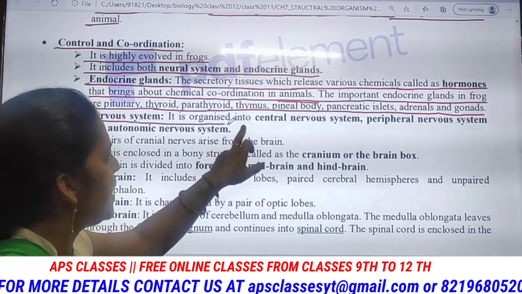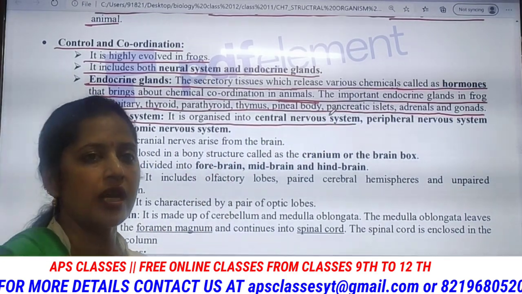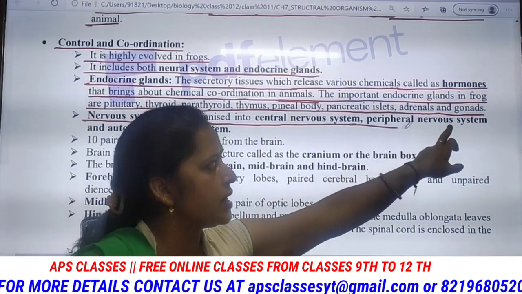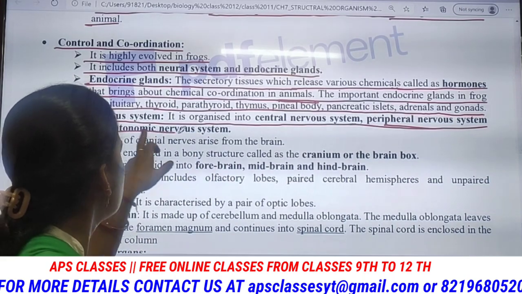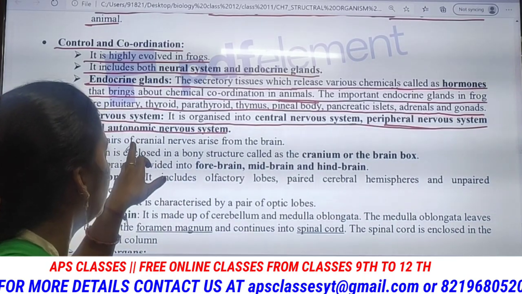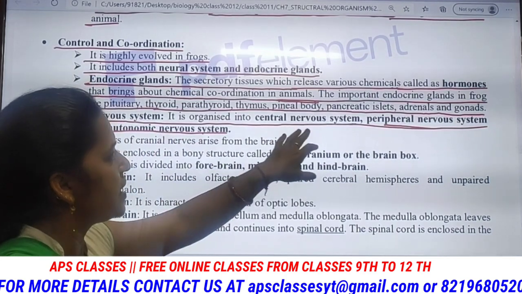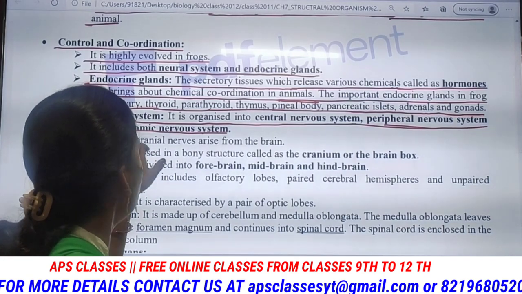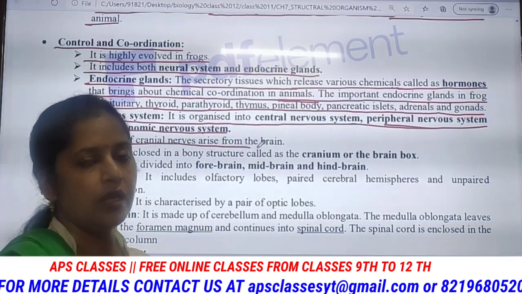It is organized into the central nervous system, peripheral nervous system and autonomic nervous system. So the nervous system of the frog is categorized into three parts, that is the central nervous system, peripheral nervous system and autonomic nervous system. 10 pairs of the cranial nerves arise from the brain.